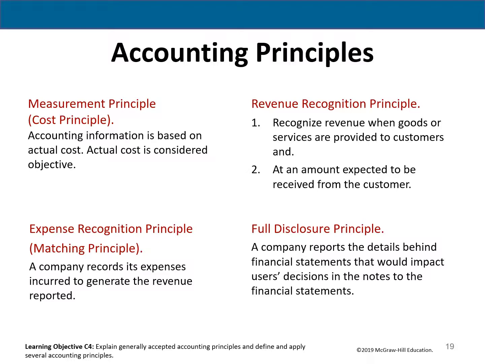The full disclosure principle, another major principle, says a company reports the details behind any financial statement information. So anything you report on your financial reports, you need to give more detailed information in what's called notes to the financial statements. And we'll be seeing that later on. We just want to make you aware of it. So in accounting, we actually write a lot. Not only will we give numbers on reports, but we'll also give complete explanations of what those numbers mean, because not everybody is an accountant and would know that, right?